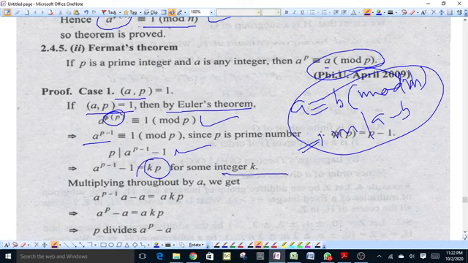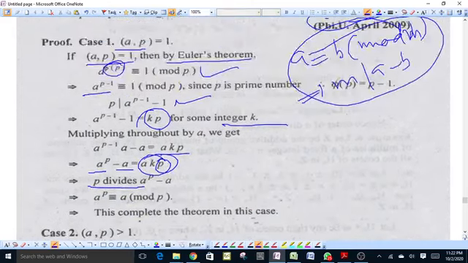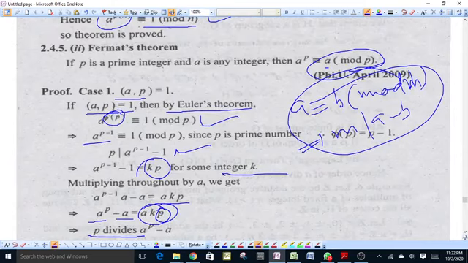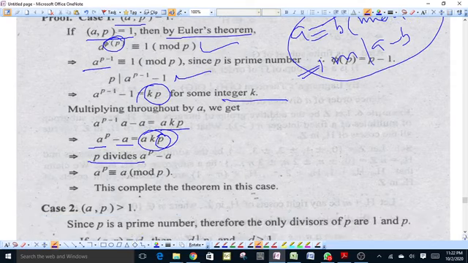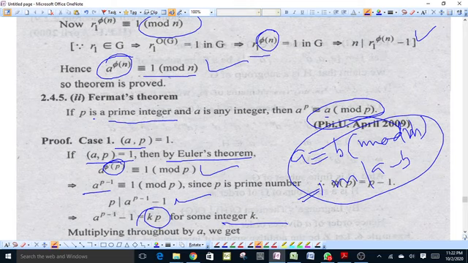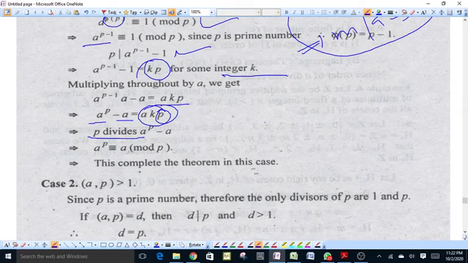By multiplying throughout by a, we have a raised to power p minus 1 into a minus a is equal to a kp. A raised to power p minus a will be equal to a kp, that is p divides a raised to power p minus a, because p is a factor of a kp. This is what we want to prove: p is a prime number and a is an integer, then a raised to p is congruent to a modulo p.